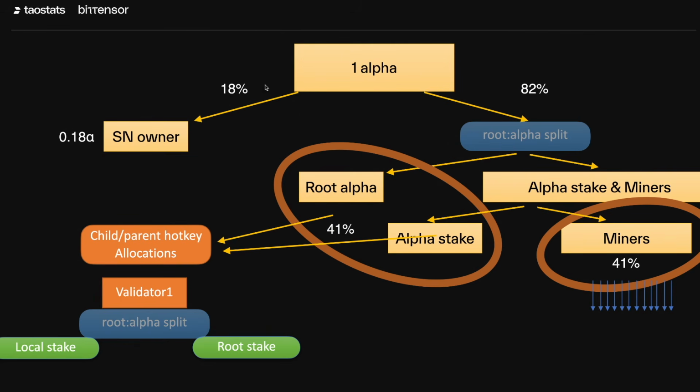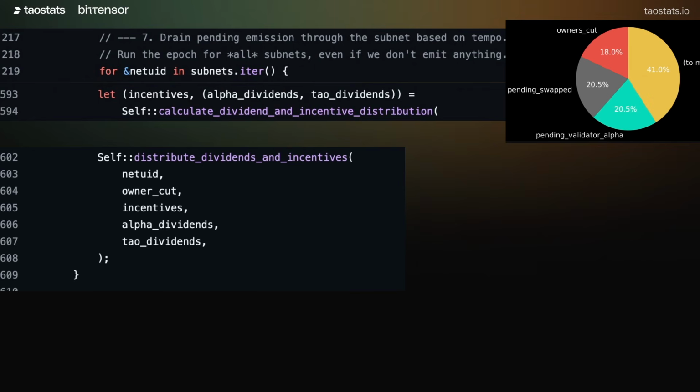And there we go. We've done all of this, every single block. At the end of the epoch, we finished the rest of it, and we now know how much goes to all of the miners, and then for all of the validators, how much of it is going to be awarded in alpha and how much is going to be awarded in root. And now we know what it all is. We're now ready to distribute those dividends and incentives. We know the net UID, we know the owner cuts, we know the incentives for the miners, we know the alpha dividends for the alpha section of validator, and we know the tau dividends for all of the validators that it's going to go to the root stakeholders.